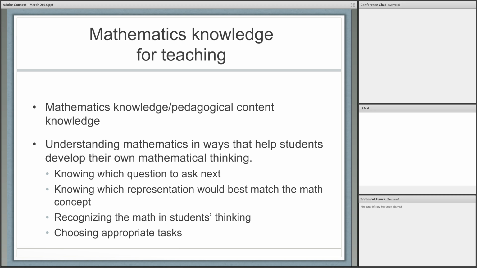But really, this math knowledge for teaching is understanding mathematics in ways that help students develop their own math thinking. So knowing what question to ask next, knowing what representation would best match the math concept, recognizing the mathematics in the student's thinking, choosing appropriate tasks. And many of you actually mentioned those things when you were talking about what some of those challenges are.